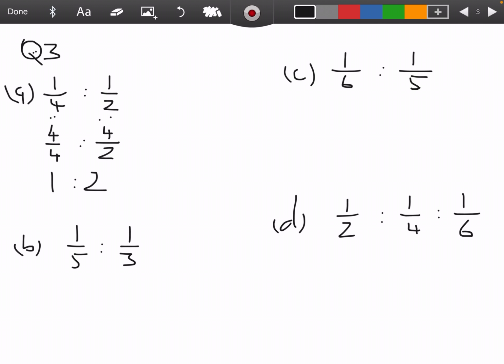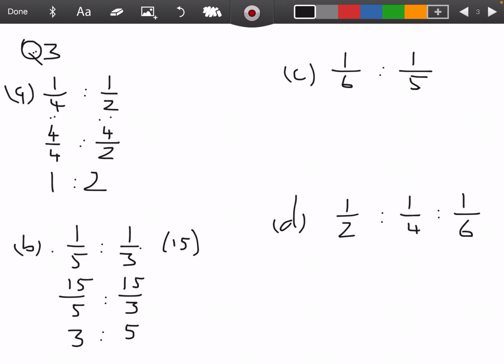Next one, I've got 5 and I've got 3. Now 3 doesn't go into 5, so I can't use 5. So I have to think of a number that 5 and 3 will both go into, and in this case I'm going to use 15. So I multiply each of these by 15. So that becomes 15 over 5, and that becomes 15 over 3. And then I just divide those in to get my whole number answer, and that's going to be 3 is to 5.